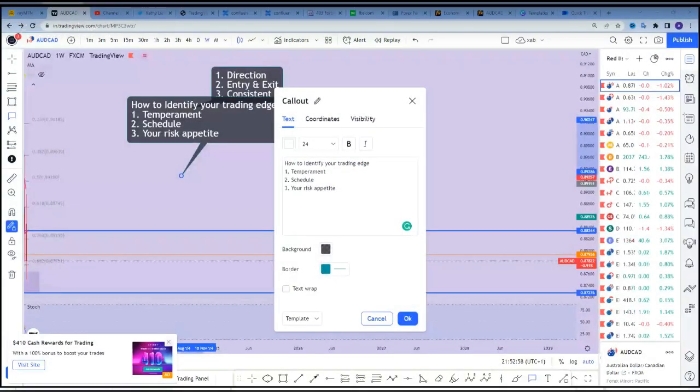So what we're talking about so far is how to identify your trading edge, and we've talked about temperament, we've talked about schedule, and right now we're talking about your risk appetite. Some of you know traders that seem to be performing better than you, even though you have the same strategy. The reason is because your risk appetites are different. Why am I saying this? Some of you see Dr. Bill's statuses and, rather than get motivated from it and work on yourself, some of you get oppressed by it.